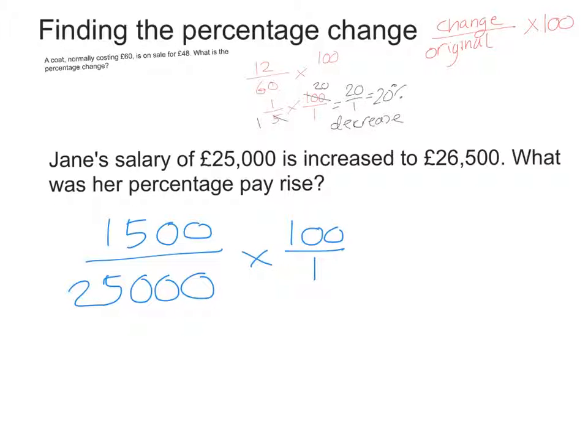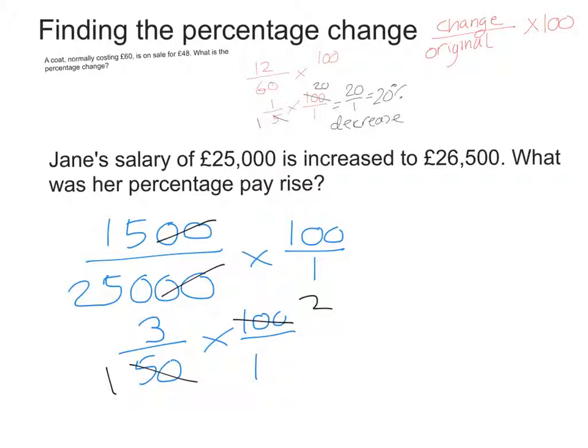Now let's cancel down as much as we can here. We can get rid of 2 zeros for both of those. And then dividing by 5, we can get the 15 down to 3 and the 250 down to 50. Just dividing by 5 there. Timesing that by 100 over 1. Cancel on the diagonal here. 50 goes to 1, 100 goes to 2, and that means I'm doing 3 times 2 over 1 times 1. So that's a 6% increase in pay.